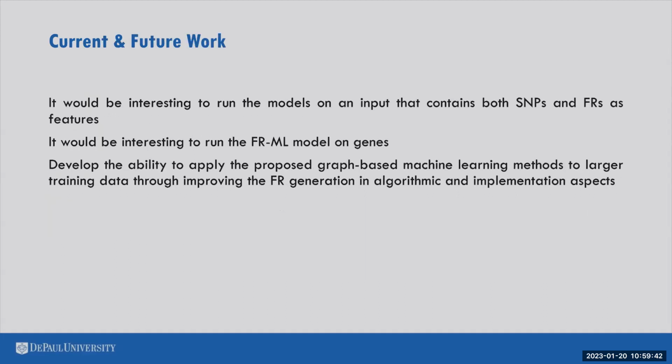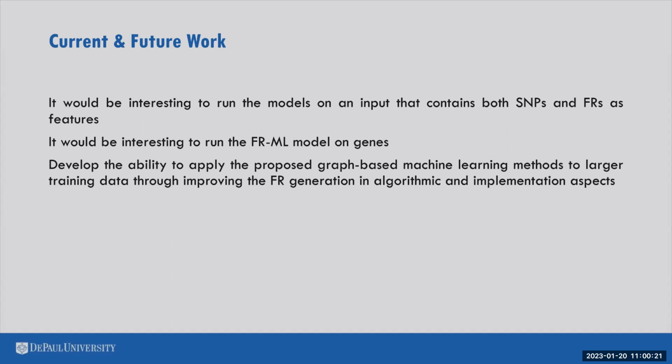So those are some conclusions, and lots of interesting work can be built upon this. It would be interesting to run models on input data that contains both SNPs and FRs. Right now we are keeping them separate. So applying machine learning using both the SNPs and the FRs and seeing how the phenotype gets predicted. And right now we are just doing it at the nucleotide level. We generate these genome sequences, then we get our graphs, then we generate frequented regions, and then we apply machine learning on those regions.